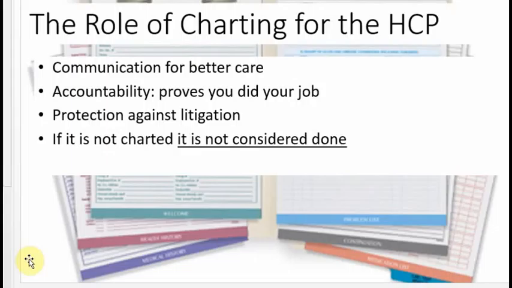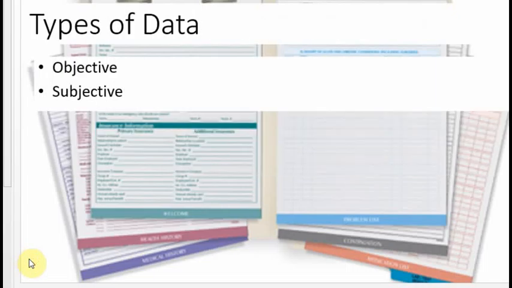The role of charting for you: communication for better care. It lets the people that are going to take care of your client after you know exactly what you did. They're going to get baseline vital signs, something to build on. It provides accountability. It proves that you did your job. It shows exactly what you did and how you did it and the time you did it. Protection against litigation. So if something goes wrong, your chart will protect you. It'll show that you did your job. And remember, if it's not charted, it's considered not done. In every legal case, our lawyers will tell you repeatedly, it's so important that you chart exactly what you've done.